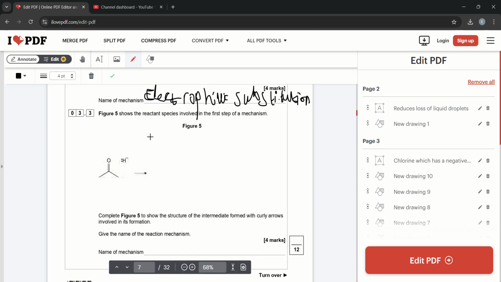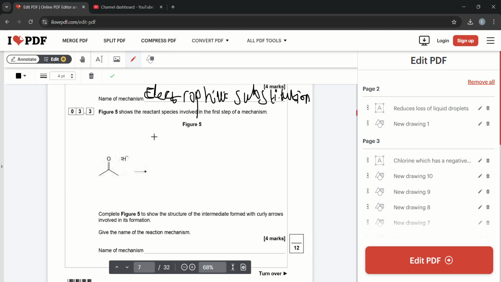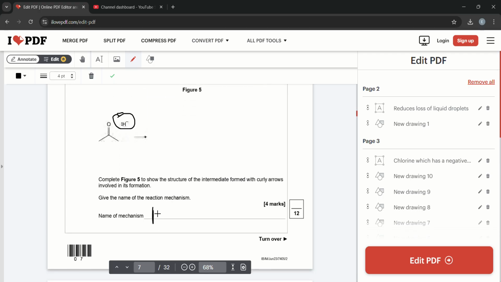Electrophilic substitution. Figure 5 shows a reactant species involved in the first step of mechanism. Complete figure 5 to show the structure of intermediate formed with curly arrows involved in its formation. Because you have this hydrogen is negative with a lone pair of electrons, this is a bit of a weird question, but you should know the mechanism just based on that. It's going to be nucleophilic addition mechanism. Nucleophilic addition.